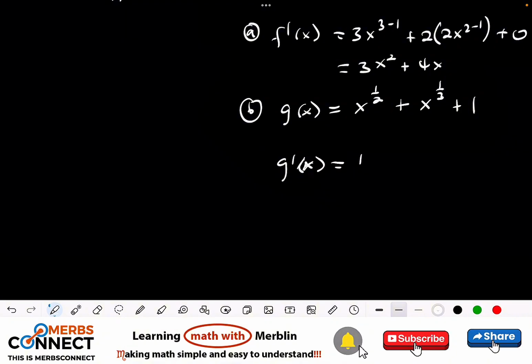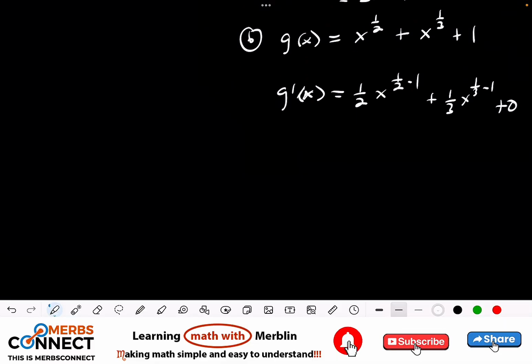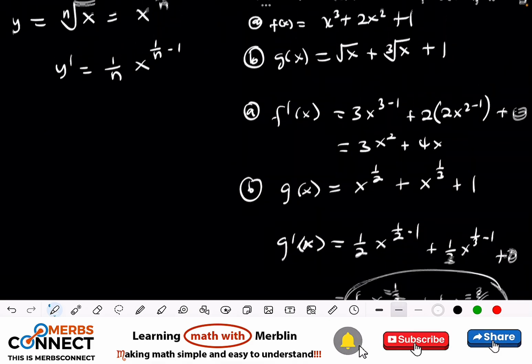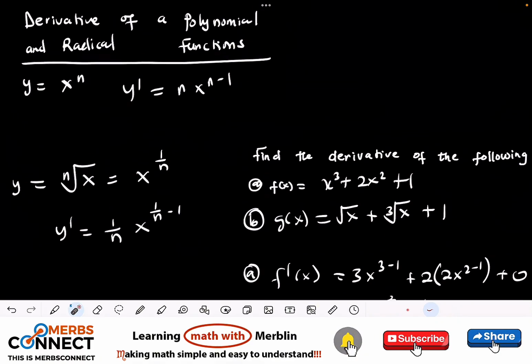Now power rule: 1 over 2 drops down, we maintain x to the power 1 over 2, but we subtract 1, plus 1 over 3 drops down, we maintain x to the power 1 over 3, but we subtract 1, plus when I differentiate a constant, I get 0. So we get 1 over 2, and 1 over 2 minus 1 is minus 1 over 2, plus 1 over 3, and 1 over 3 minus 1 is minus 2 over 3. So this is what we get when we differentiate this function. That is the idea.